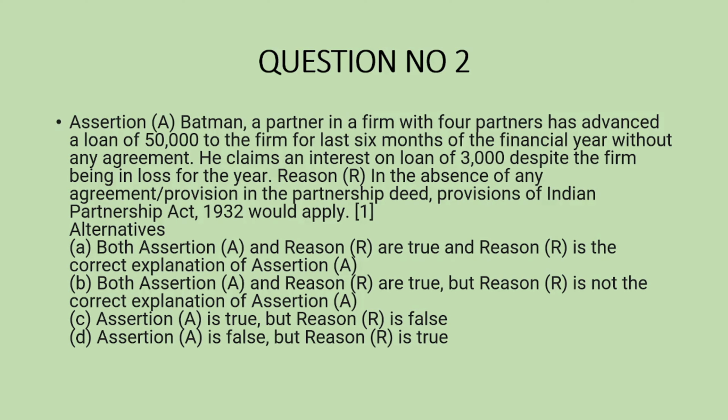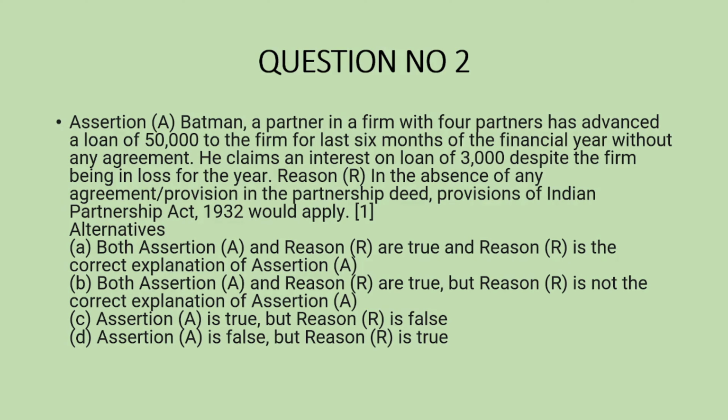Now let's move on to question number 2. Assertion A: Batman, a partner in a firm with four partners, has advanced a loan of 50,000 rupees to the firm for the last 6 months of the financial year without any agreement. He claims interest on the loan of rupees 3,000 despite the firm incurring a loss for the year. Reason: in the absence of any agreement in the partnership deed, the provisions of the Indian Partnership Act would apply.